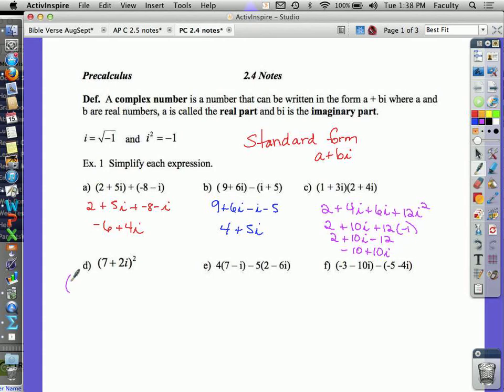Okay, letter D. If you have a quantity squared, remember that's that quantity times itself. So 7 plus 2i times 7 plus 2i. Let me give you a head start and you FOIL it. Collect your like terms.